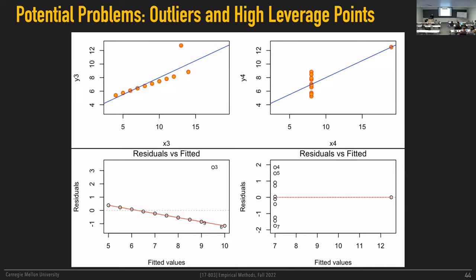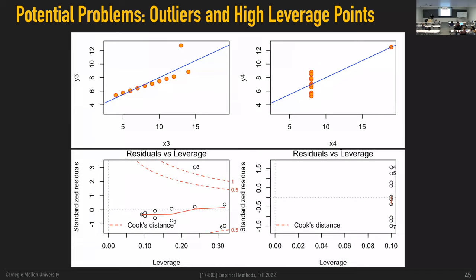Anyway, there are more of these diagnostic plots that you could inspect to tell if this is a problem for you or not. And again, all of these are available with the plot function that we talked about a minute ago, just in R.